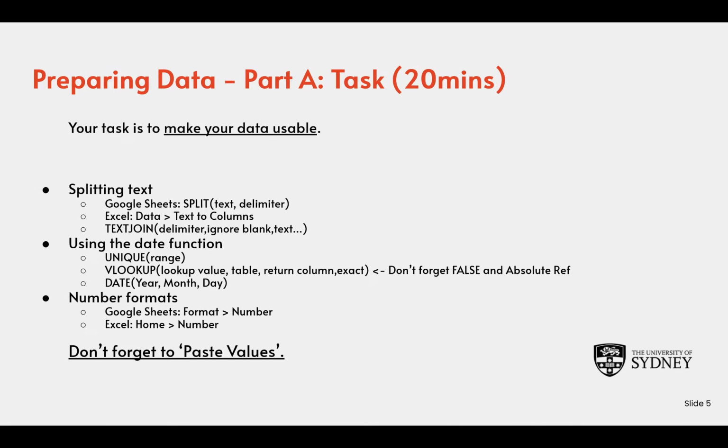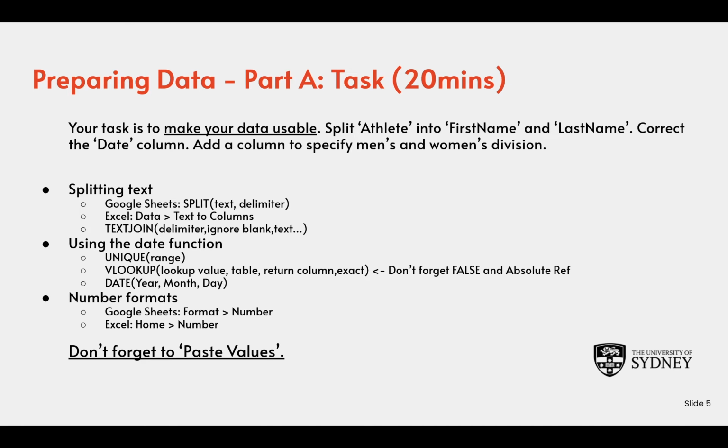Alright, feels like we've learnt a lot. Now it's time to put all that into practice. You've got a few tasks to do. You've got to split up the athlete's name. You've got to fix up those dates. You've got to add a column to specify men's and women's, and add a column for doping. Pause here to complete your task, and ask your tutors for any help.